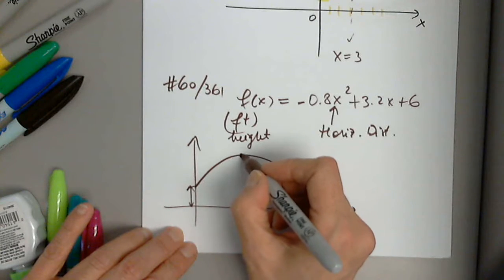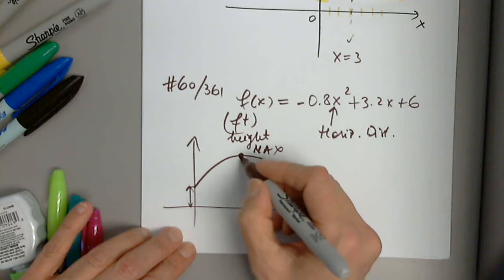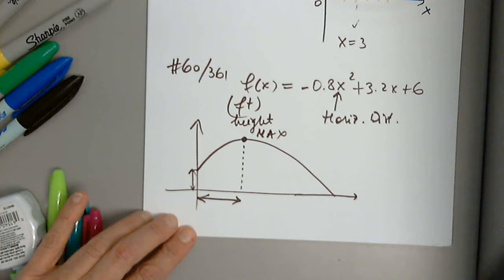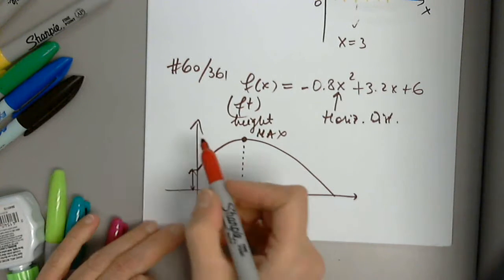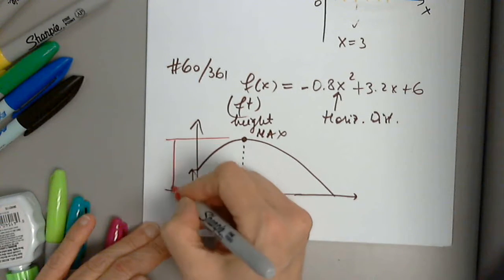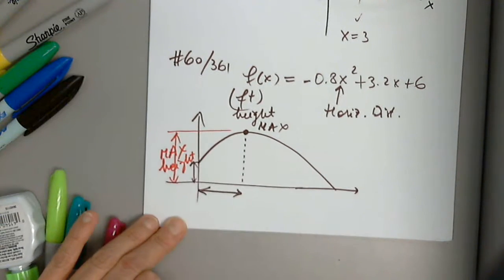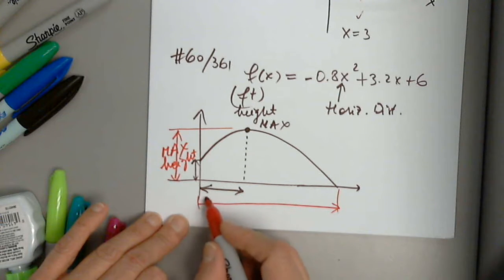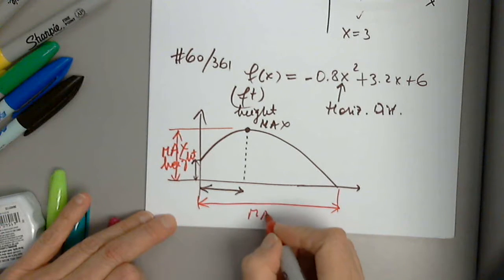And obviously this is what? Very good. Maximum. This is the horizontal distance till it gets to a maximum height. And this is the maximum height. And this is the distance from where I was standing and where it hit the ground. Maximum distance.